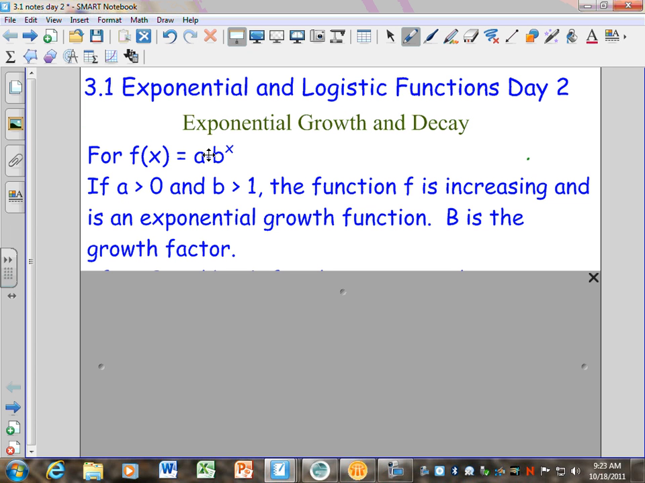Anyway, whatever, the arrow's staying there, I guess. This is our exponential equation. If we're going to write an equation, we're going to start with f of x, or y equals a times b to the x. And I kind of talked about this yesterday when we talked about the graphs, but if a is bigger than 0 and b is greater than 1, if your base is bigger than 1, then that's always going to be increasing. So it's going to look like this type of graph when you graph it. And we call that an exponential growth function.